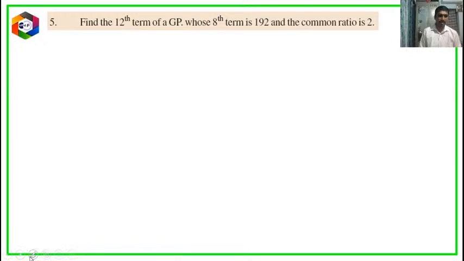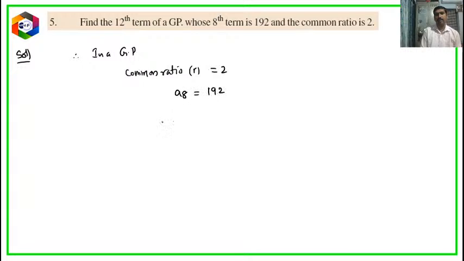This is also a general and easy question. Let us observe here. The 8th term and the common ratio are given, and it is asked to find the 12th term. First, I am going to take the individual, simple value, that is the common ratio. Common ratio R is equal to 2, and one more value is given: the 8th term. So A8 is given as 192.